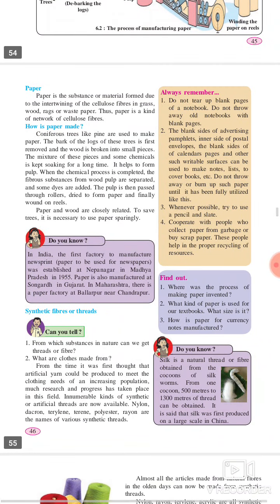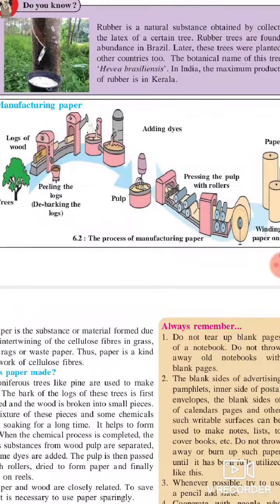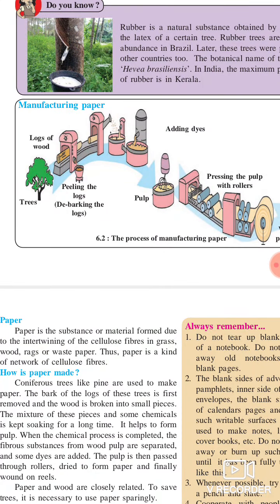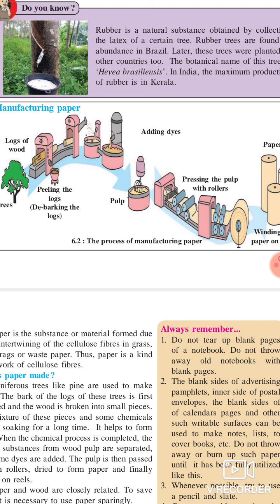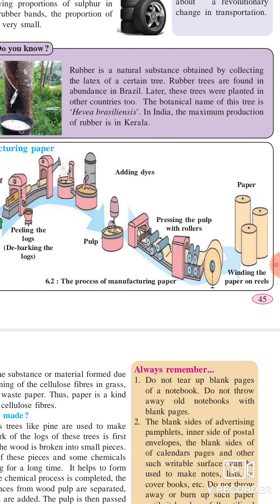Next is paper. This is nothing but the process of making paper. We take the wood from trees, then we bark that tree, means the outer cover of the tree, you have to remove that. Then after that you have to cut that tree's wood into small pieces. After small pieces, you have to crush it. After crushing that you have to add a dye. Different chemicals are there, you have to add that chemical in that.